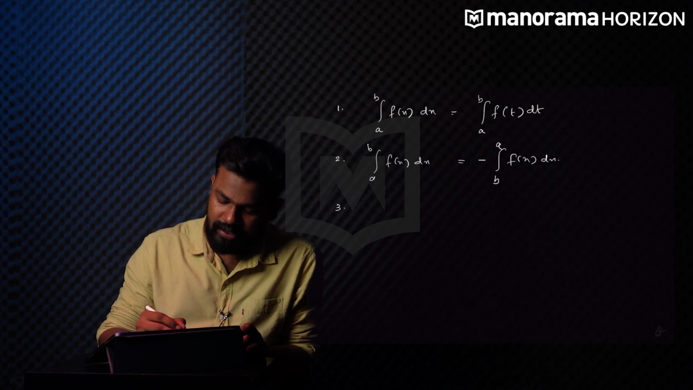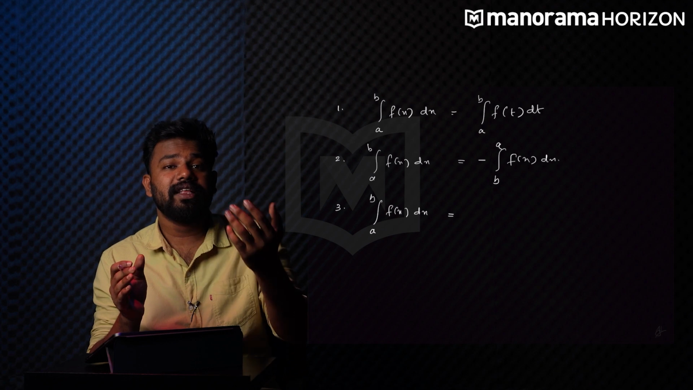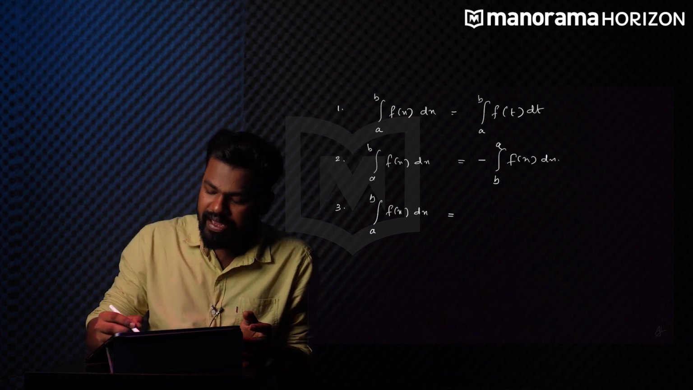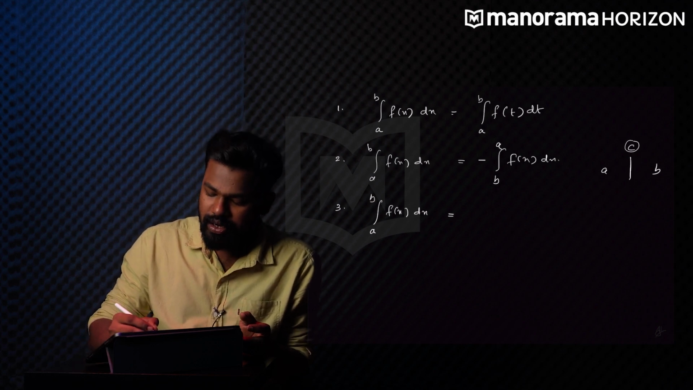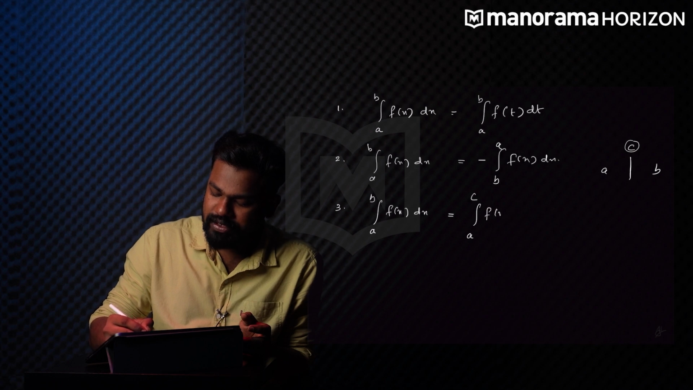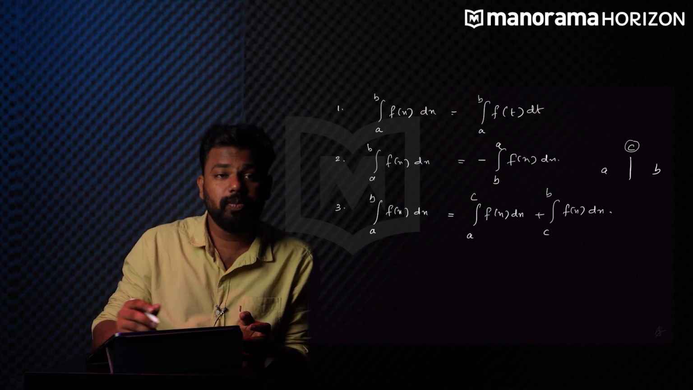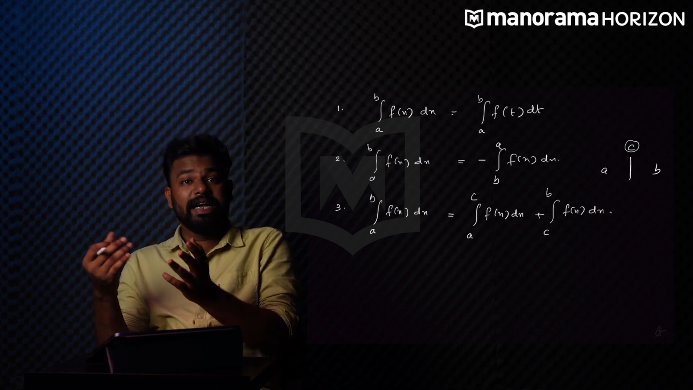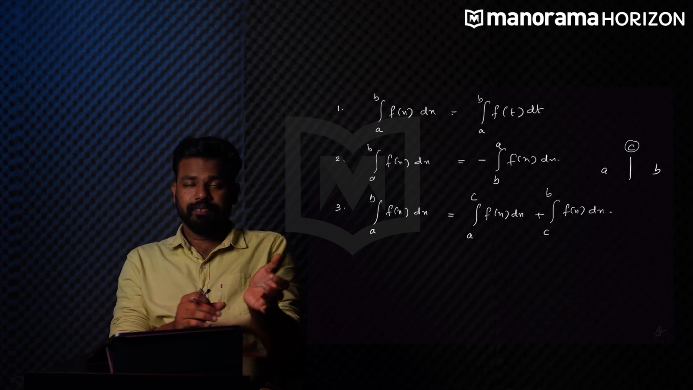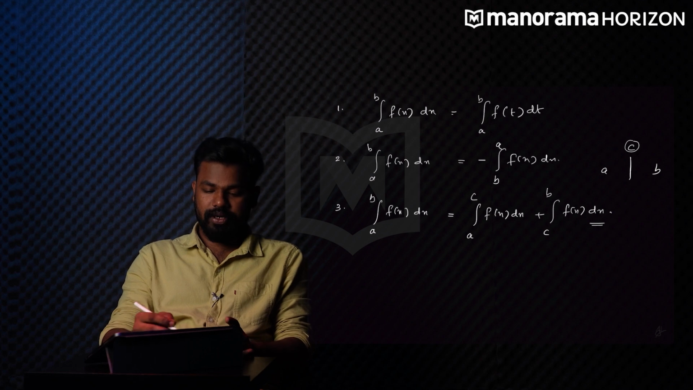The third property goes like this: integral a to b f of x dx can be written as, in place of in between a and b, if I have a third point c. So now that I can write, that is in between a and b, I have a point which is c. So if there is a point like that, then I can write it as a to c f of x dx plus c to b f of x dx. So I can split that and write it as two separate integrals. If there is a fourth one d, then I can again split that from a to c, c to d, and d to b. So these are the different properties, the first three properties.